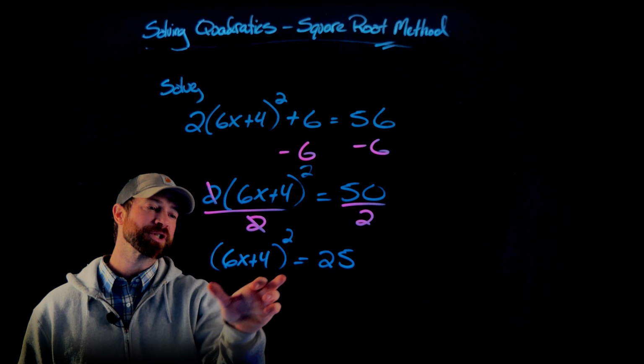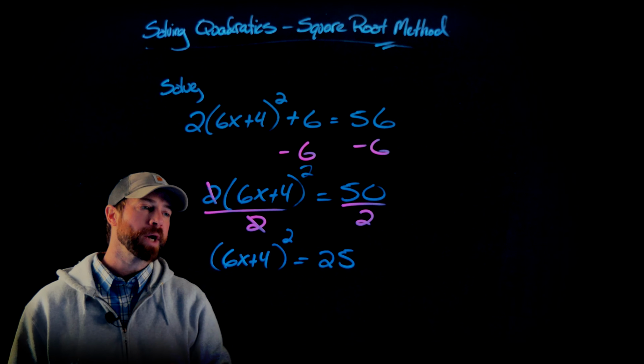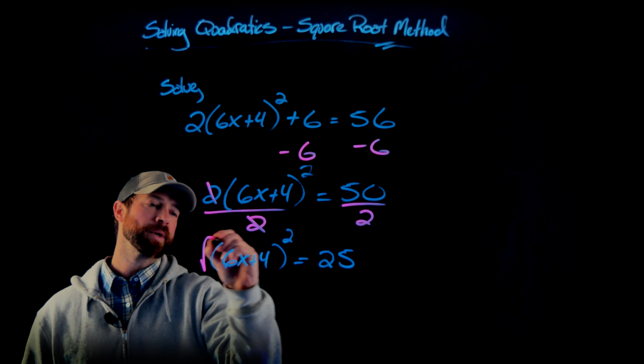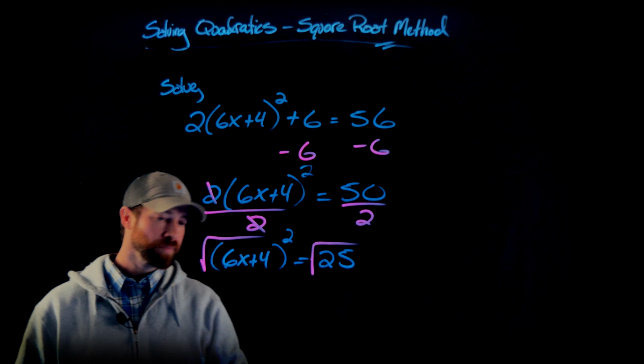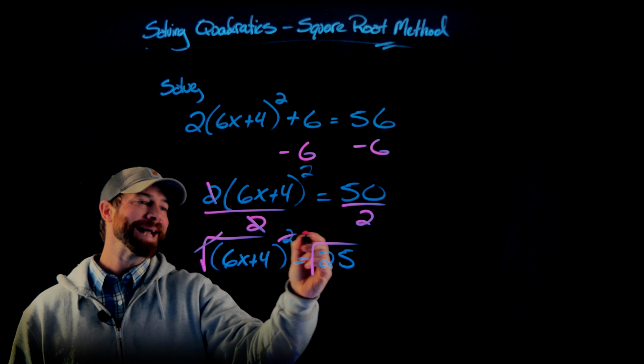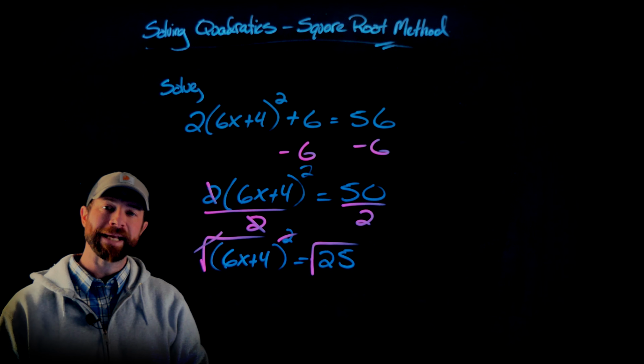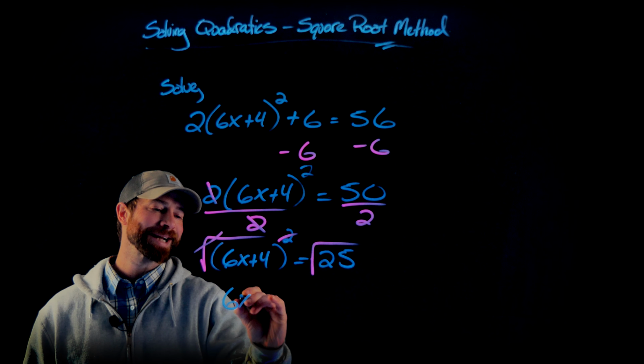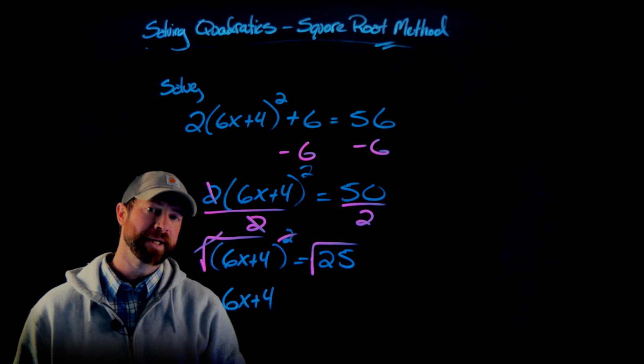Now that I have this squared part isolated, what I'm going to do is apply the square root to both sides of this equation. The square root cancels out this square right here. They're inverse operations of each other. And I'm going to get just 6x plus 4 over here.